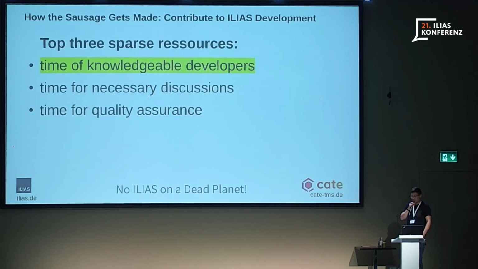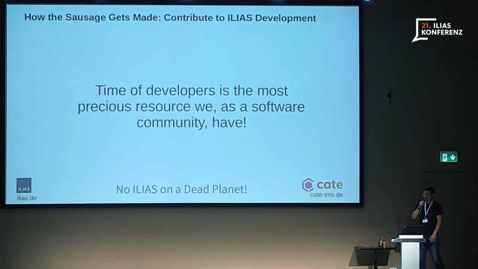I, of course, want to make some suggestions. Let's start with the time of knowledgeable developers. Make sure to understand that time of developers is the most precious resource we as a software community currently have. We could try to switch our understanding to be a learning community, then maybe this dilemma will go away. But currently we want to develop software and we need developers to develop software. I think that's kind of obvious.